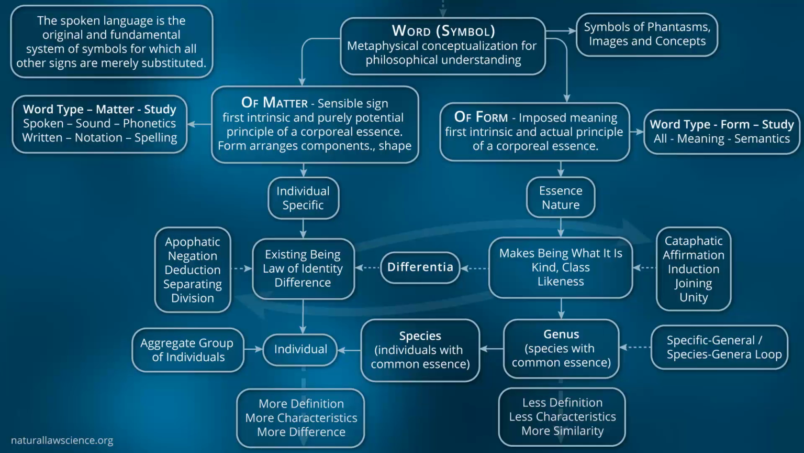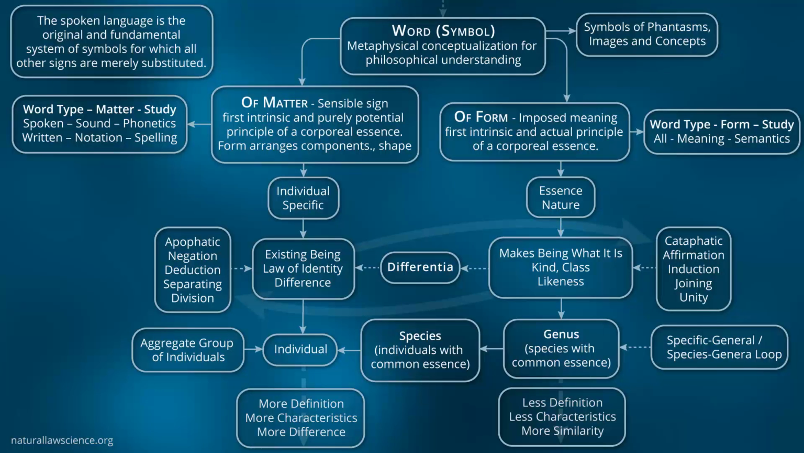So below the individual and specific, essence and nature, we can see that the individual and the specific is an existing being. This is where we can apply the law of identity with things that exist in reality, and we can see the difference in the multiplicity, the variability, and the diversity of existence, reality, and universe.